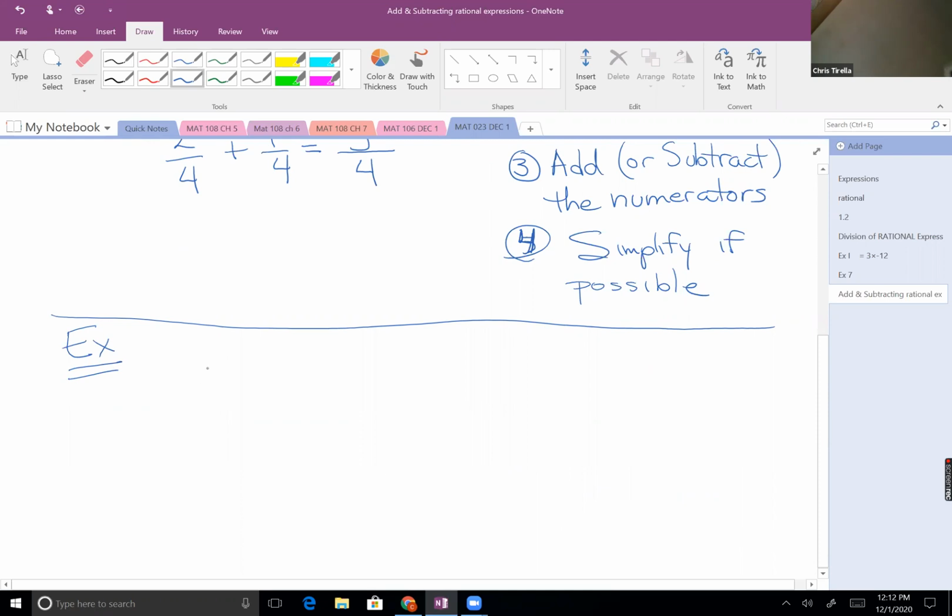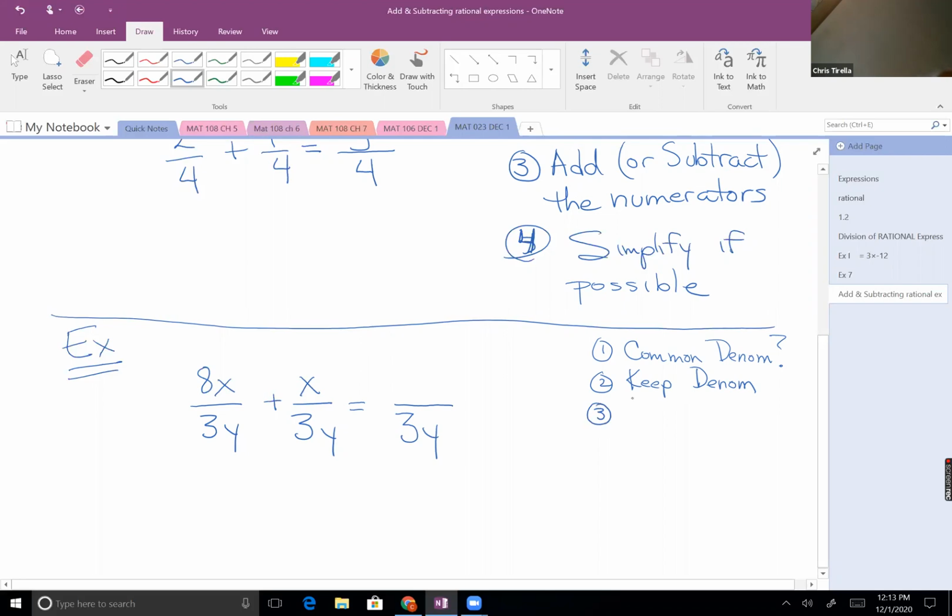Let's look at 8x over 3y plus x over 3y. And again, I have to make sure that they have the common denominator. And if they have the common denominator, I'm going to keep that denominator. So they both have a denominator of 3y. I'm going to keep that denominator of 3y.